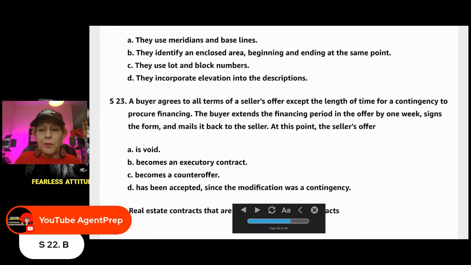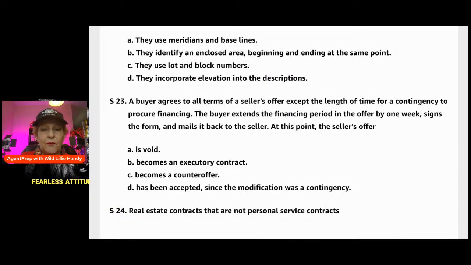A buyer agrees to all terms of seller's offer except the length of time for a contingency to procure financing. The buyer extends the financing period in the offer by 1 week, signs the form, and mails it back to the seller. At this point, the seller's offer is what? A, is void. B, becomes an executory contract. C, becomes a counter offer. Or D, has been accepted since the modification was a contingency.